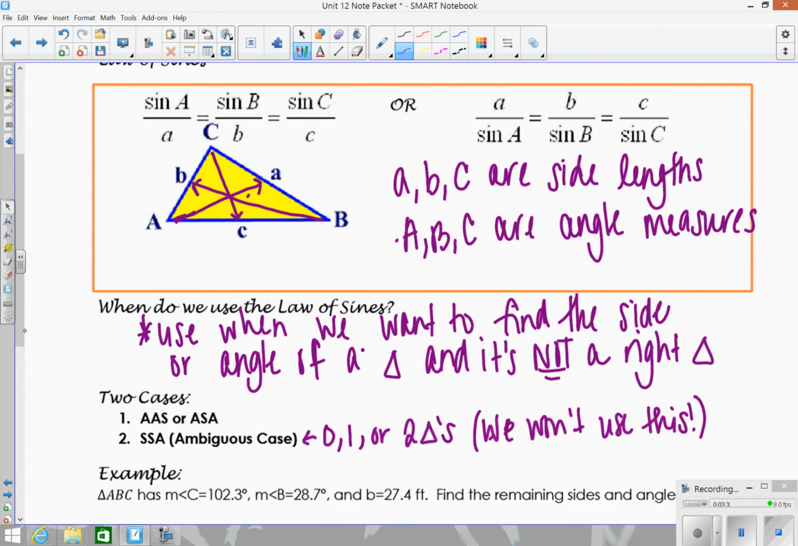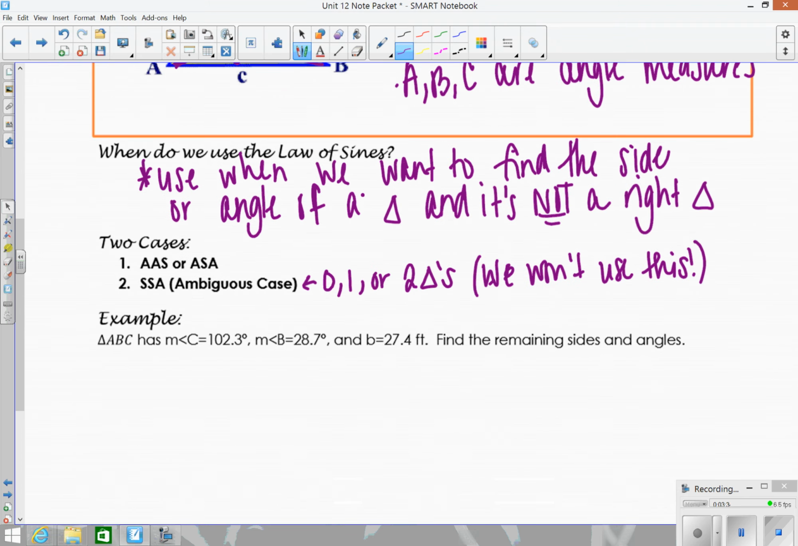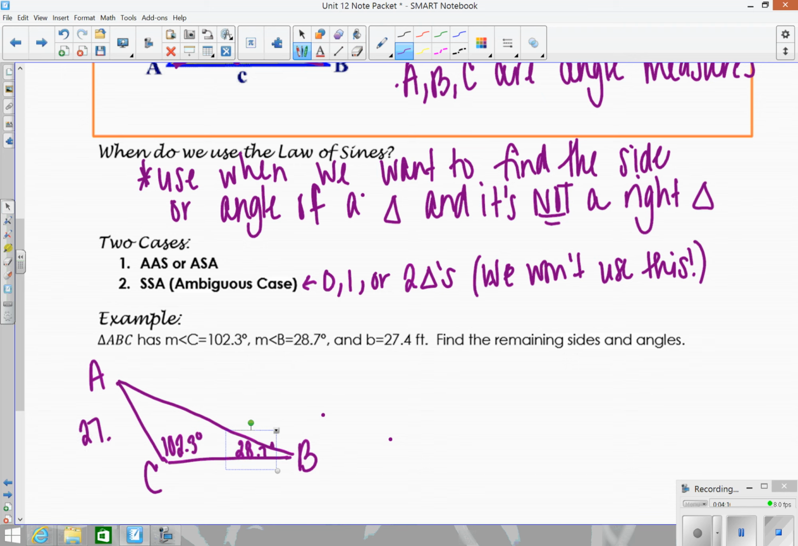Looking at this first example, we have triangle ABC, so let's go ahead and draw out triangle ABC. This little m stands for the measure of the angle. So this is going to be C. The measure of that angle is 102.3 degrees. It doesn't matter which one you call B and which one you call A. I just called this one C because it was the obtuse angle. Angle B is 28.7. We know that side b, remember, is across from or opposite angle B, is 27.4 feet.